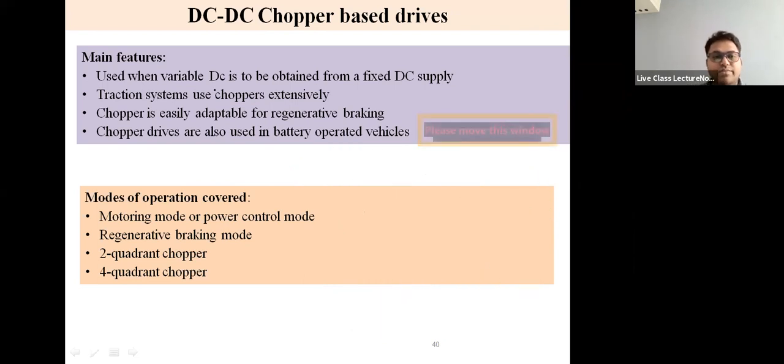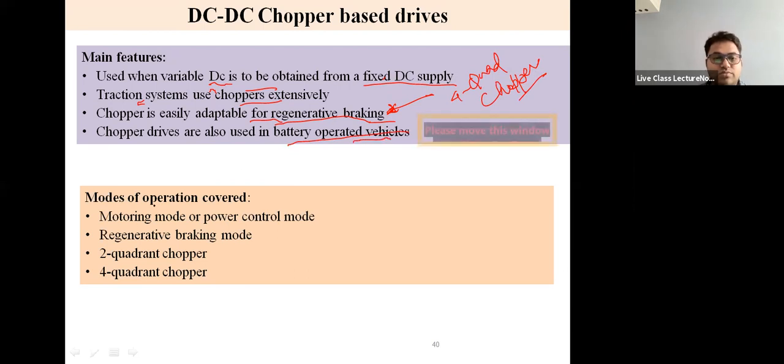So what are the main features? It is used only when variable DC is obtained from a fixed DC supply. Then traction systems use choppers extensively. Choppers are easily adaptable for regenerative braking. I have also shown a video whereby this is very nicely implemented in a 4 quadrant chopper in the previous semester, right? Now, chopper drives are also used in battery operated vehicles very easily.